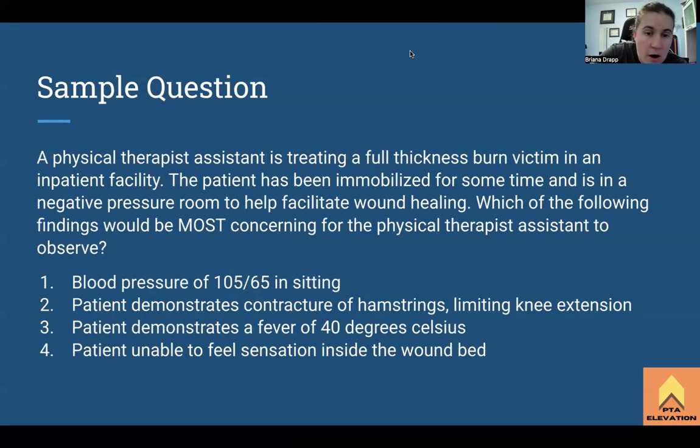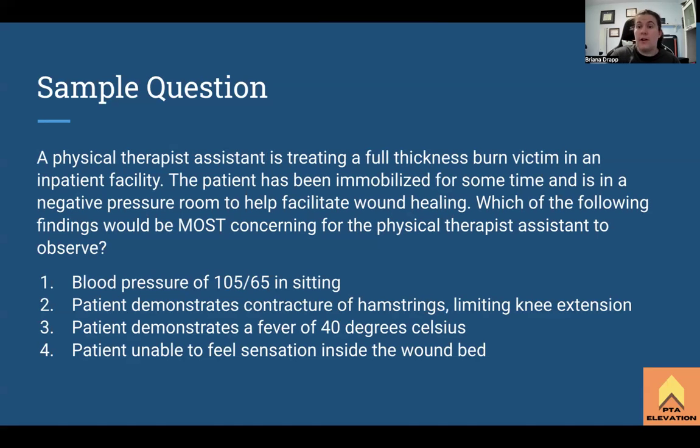Okie dokie, friends. So we have our sample question here. A physical therapist assistant is treating a full thickness burn victim at an inpatient facility. Again, you'd probably say a burn victim with full thickness burns nowadays, but y'all know what I'm saying. So we got somebody who's got full thickness burns in an inpatient facility. The patient has been immobilized for some time and is in a negative pressure room to help facilitate wound healing. Which of the following findings would be most concerning for the physical therapist assistant to observe?